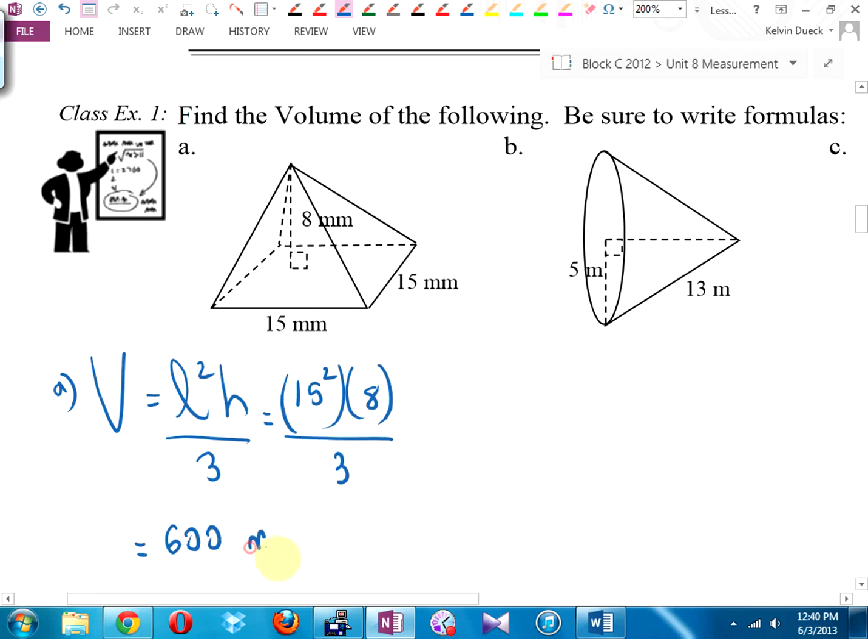Units? Millimeters cubed, cubic millimeters. By the way, if you say millimeters cubed, that's fine. In the industry, they would say cubic millimeters or cubic centimeters or cubic inches.